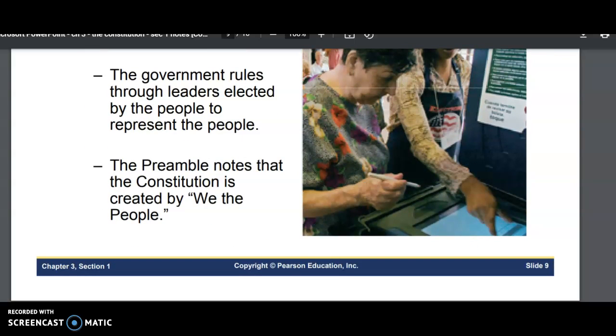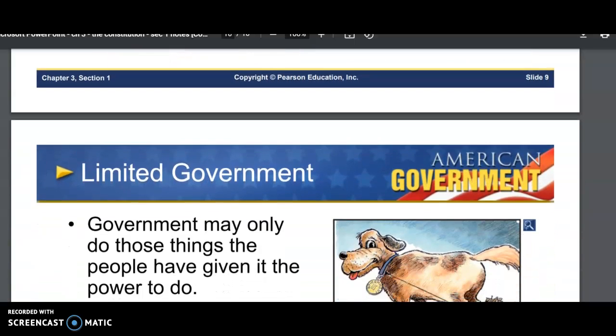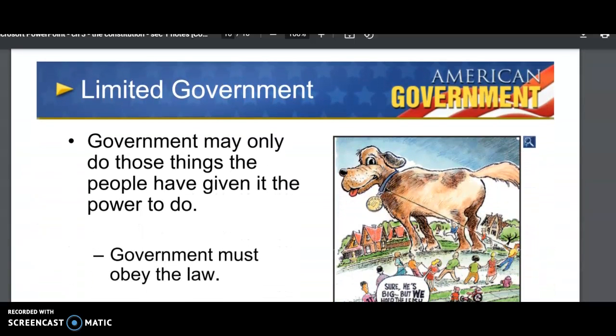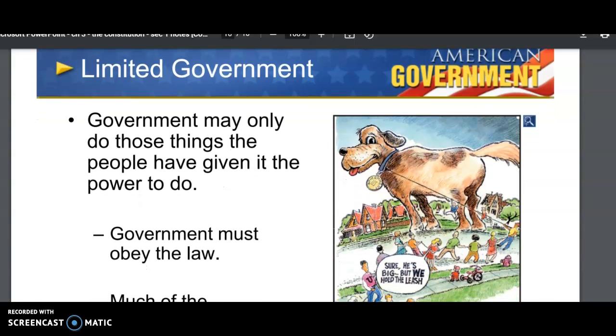The preamble notes the Constitution is created by we the people. We're not going to write that, but that's why the first words of the Constitution are we the people of the United States of America, because the government is ruled by the people. That is the basic principle of popular sovereignty.